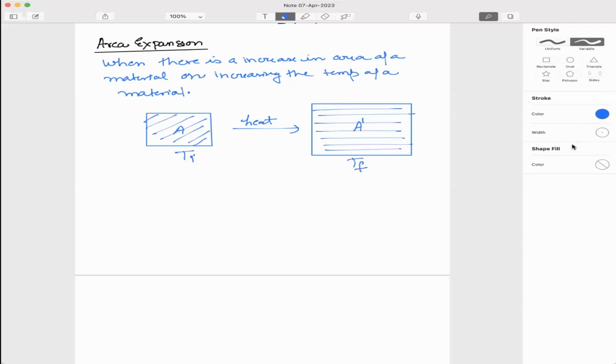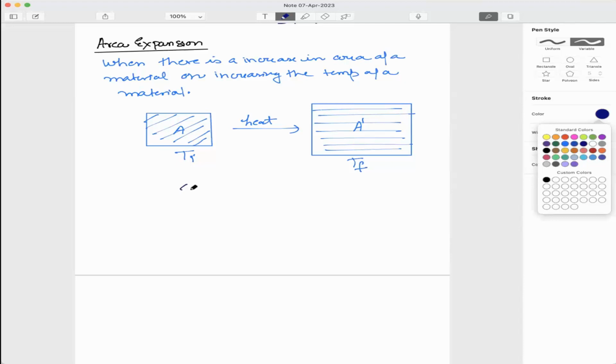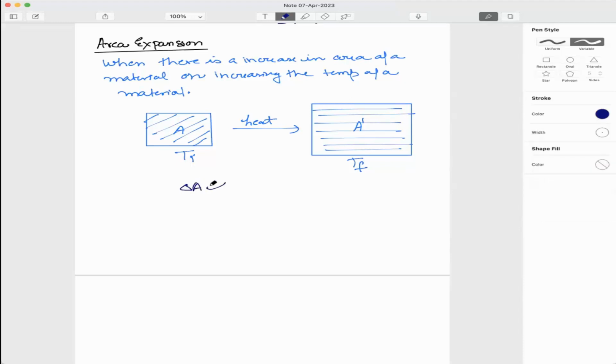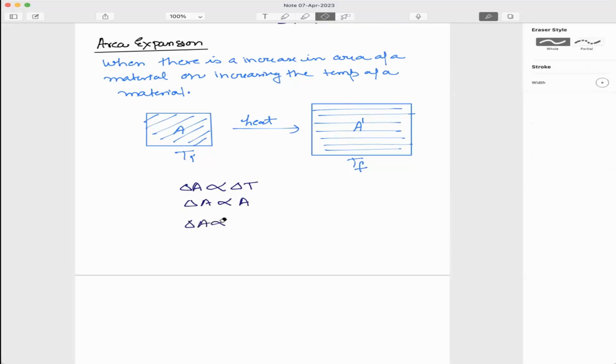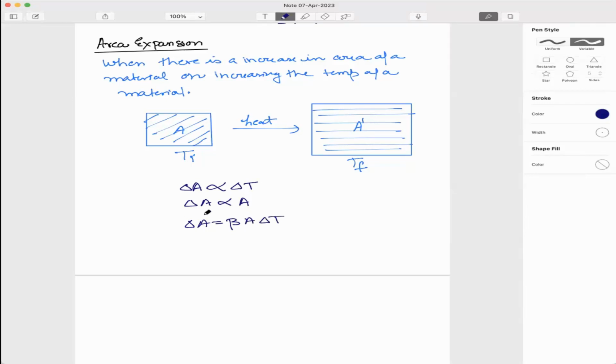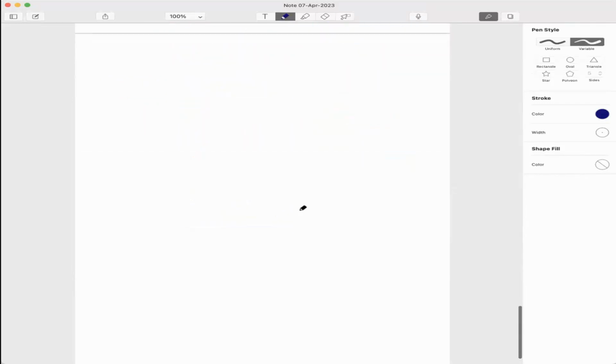Similar to the linear expansion, delta A is directly proportional to the change in temperature. Also, delta A is directly proportional to the initial area of the cross section or the sheet. So delta A comes out to be, removing the proportionality constant, beta A delta T.